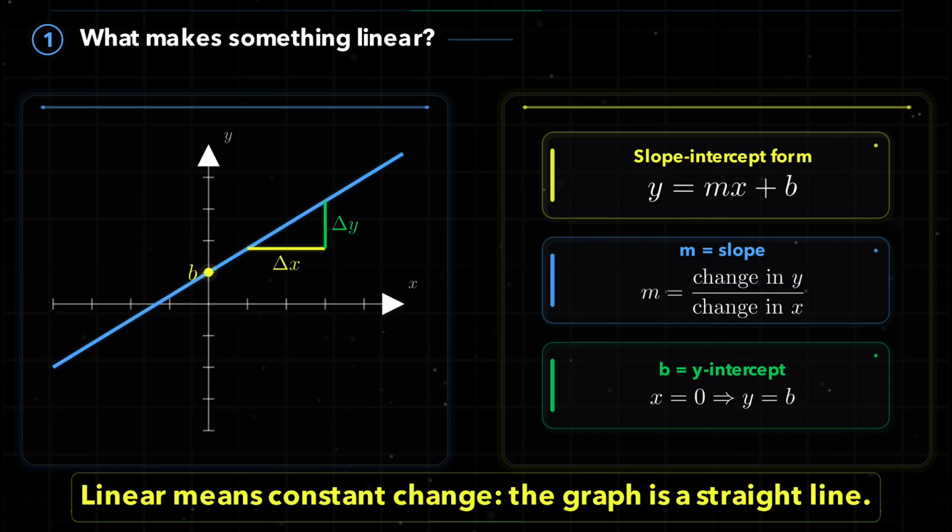So linear does not just mean a line, it means constant change. Every step in x produces a predictable step in y. That is the big idea. Linear means constant change, and the graph is a straight line.